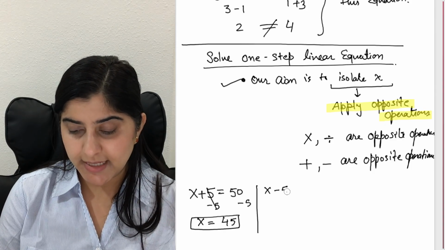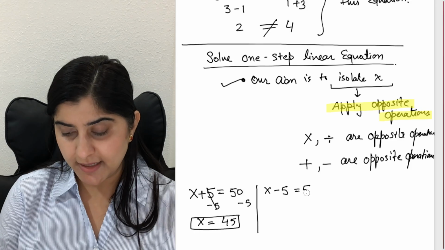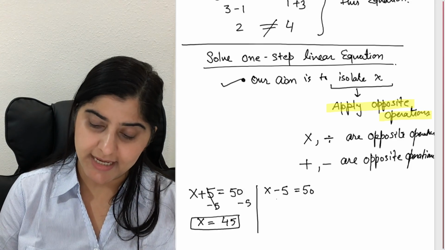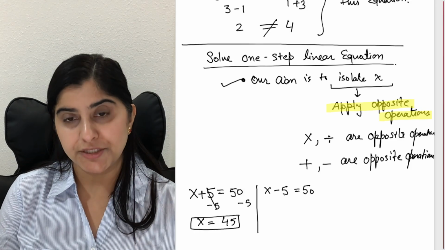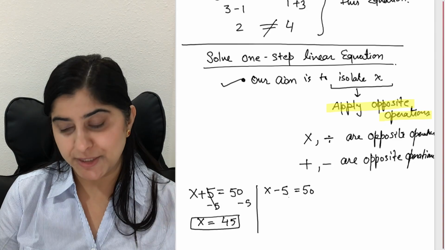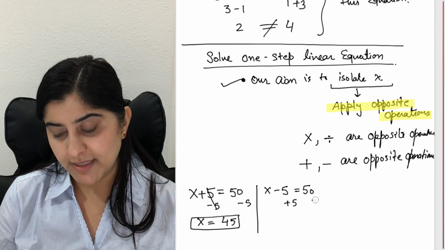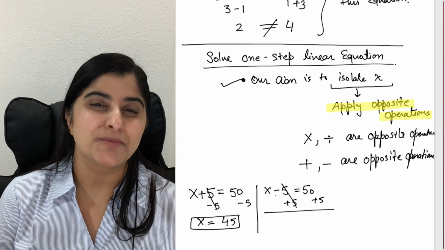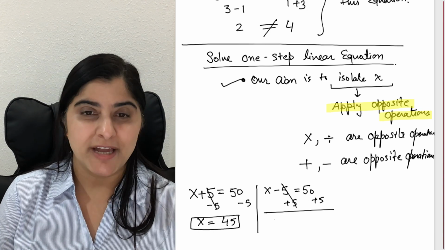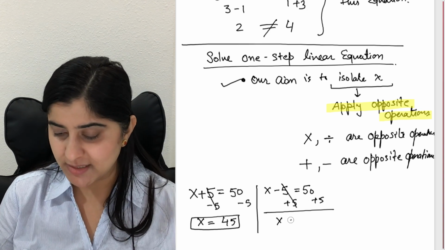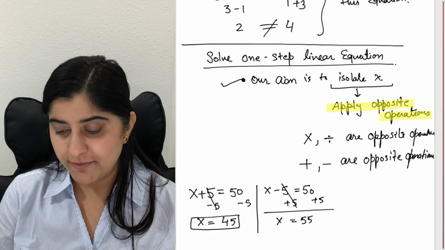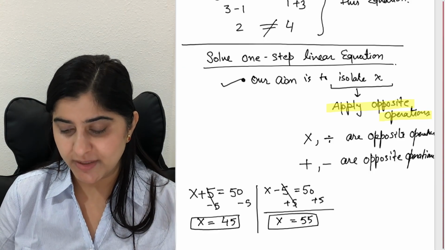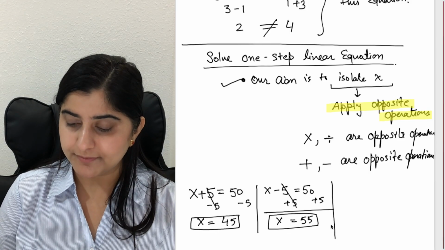If something is connected to x with a minus sign, to isolate x, we have to use the opposite operation. So if there is a minus operation, we will do the plus operation. So they will cancel out. Why opposite? Because opposite operations will cancel each other, and we are able to isolate x. 50 plus 5 on the right hand side, we get x value is 55.